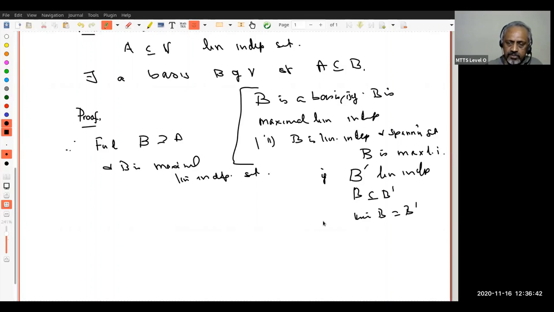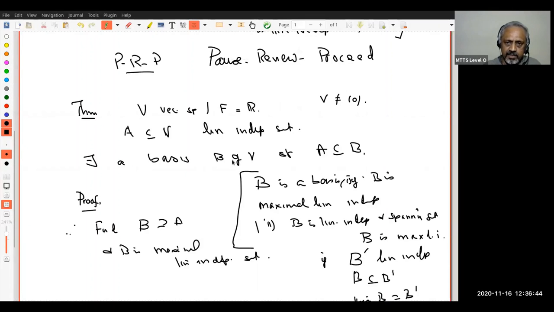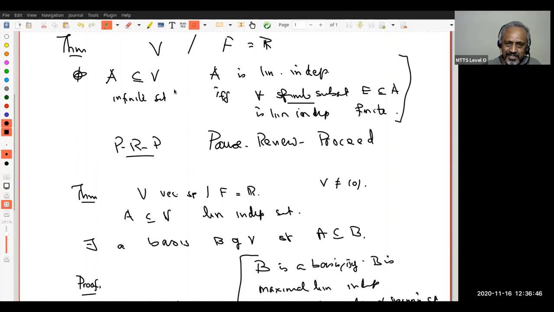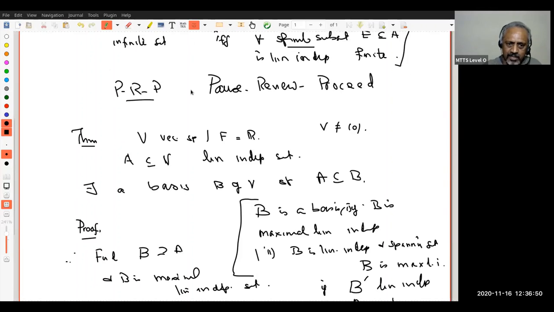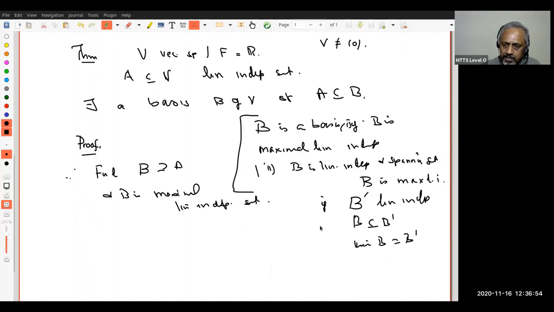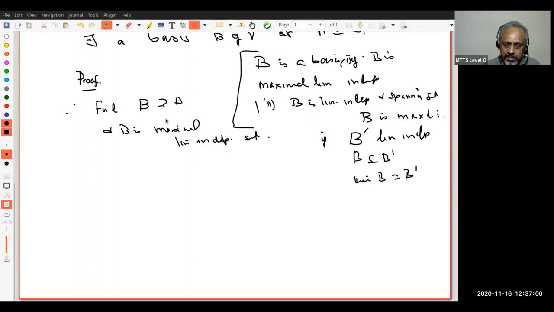So you notice that we already recalled three definitions. First is what is meant by a linearly independent set in any vector space, then what is meant by a maximal linearly independent set, and third, what is meant by a basis. Please understand these things so that you will be able to follow the rest of the talk. Now what do I do?